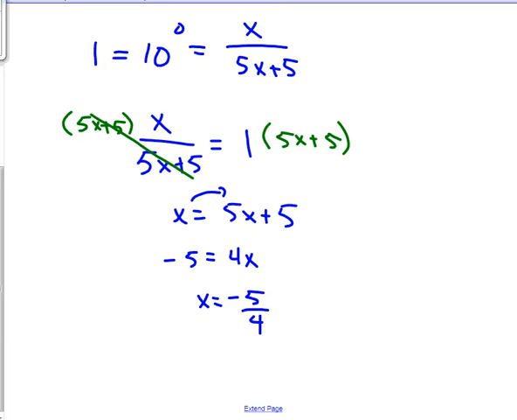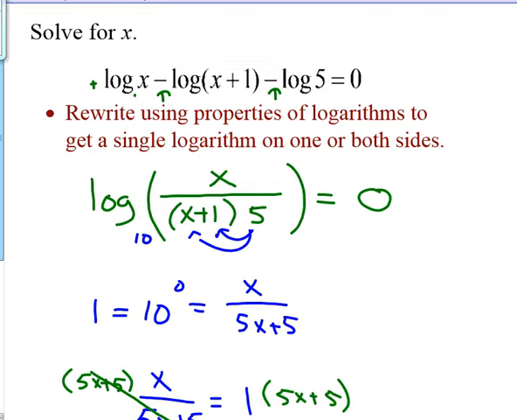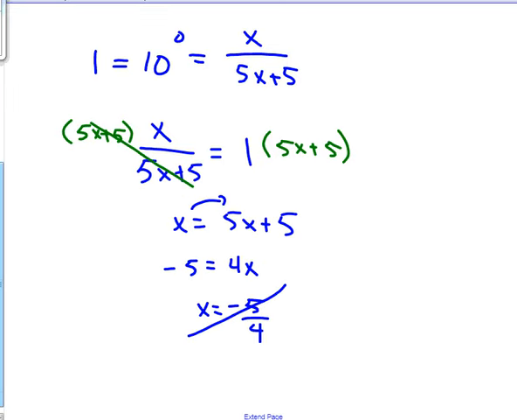Oh, I don't like the look of that negative. I'm going to go back and check. And sure enough, if I try and log negative 5/4, I can't do it. So that means that in this case, it turns out there is no solution.